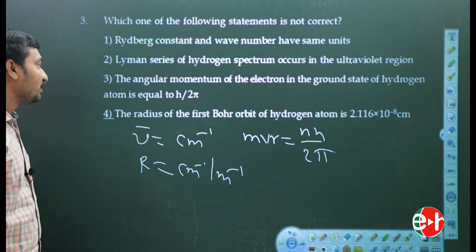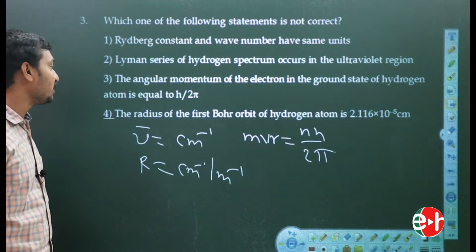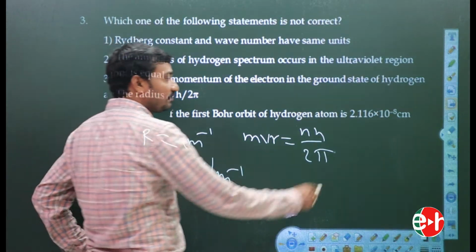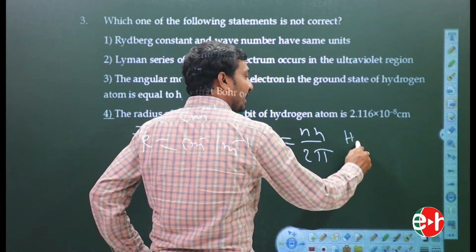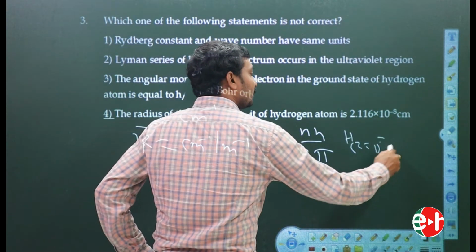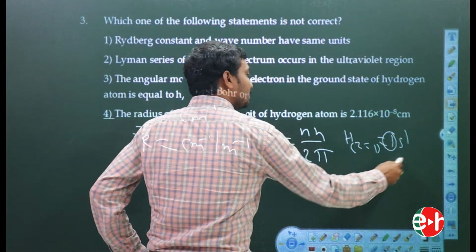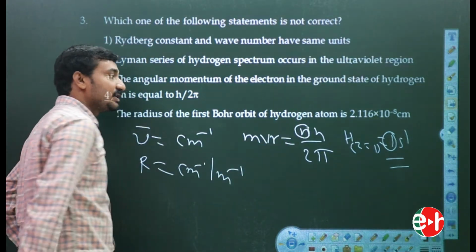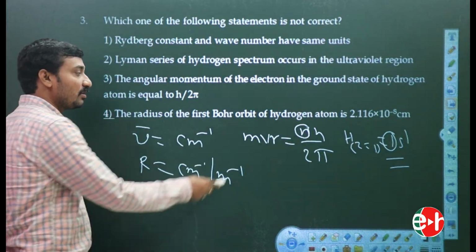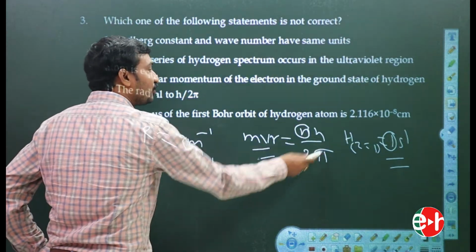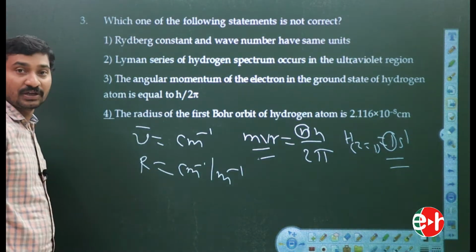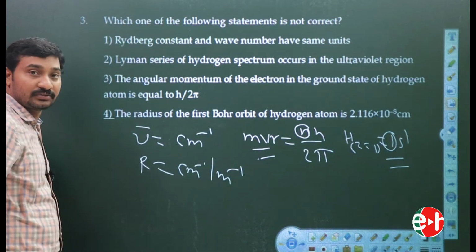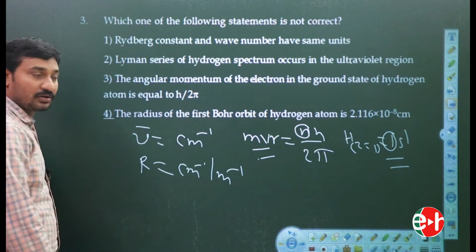The angular momentum of the electron in the ground state of hydrogen atom is nh by 2 pi. Hydrogen has atomic number 1, electronic configuration 1s1. Ground state means the electron is present in the first orbit, that means n is equal to 1. Then the angular momentum of the electron is h by 2 pi. Here also it is given h by 2 pi. So the first 3 statements are correct, and automatically the fourth may be the wrong statement.